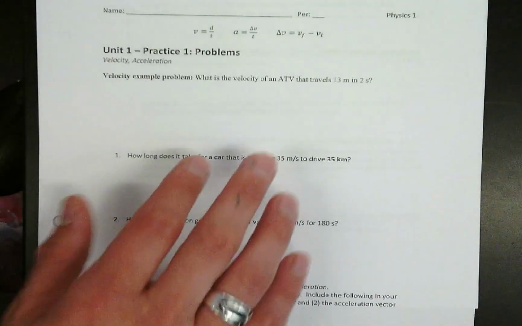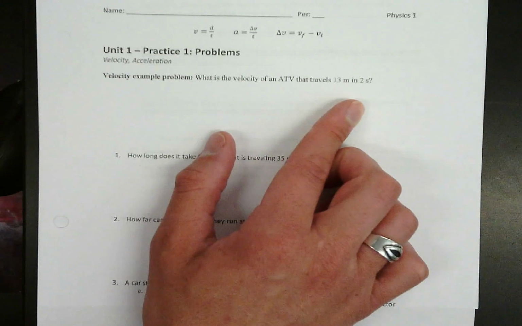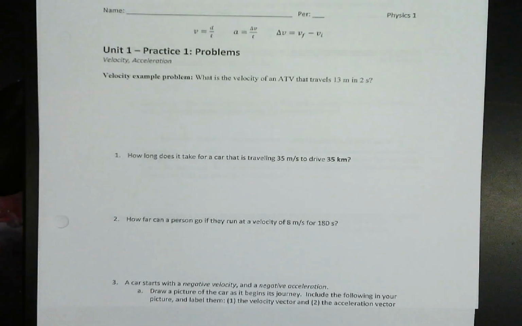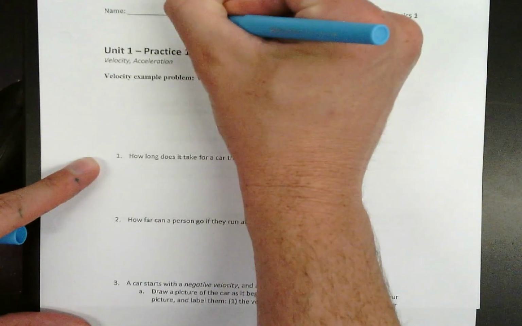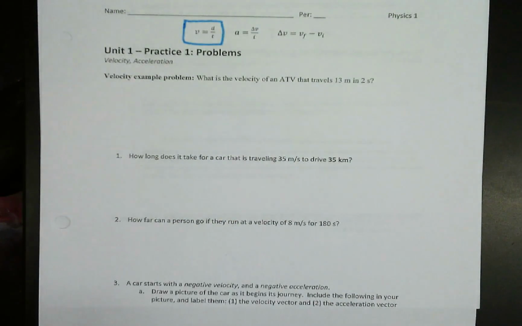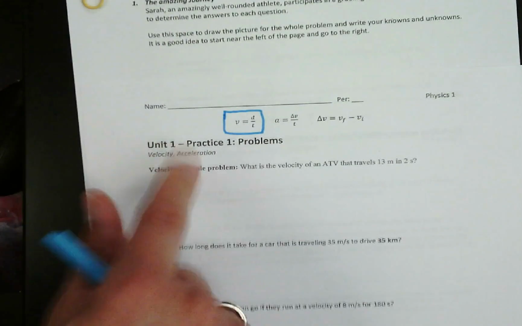Okay, what is the velocity of an ATV that goes 13 meters in 2 seconds? So first of all, we're doing velocity, so we're going to be using this equation this whole front page. We're working on practice 1 and practice 2. You picked up practice 2 today. You should have practice 1 already.